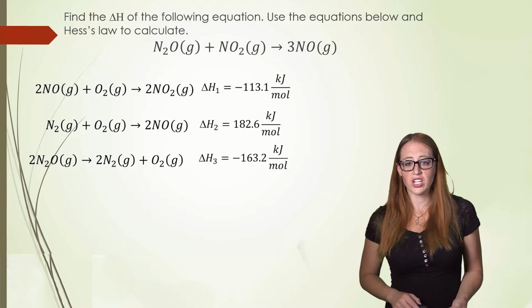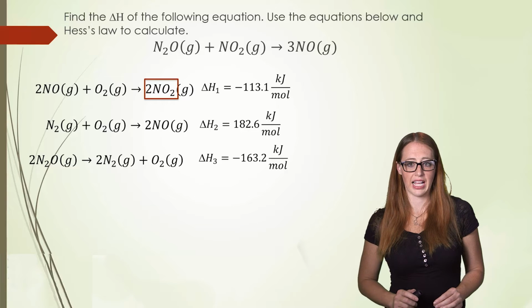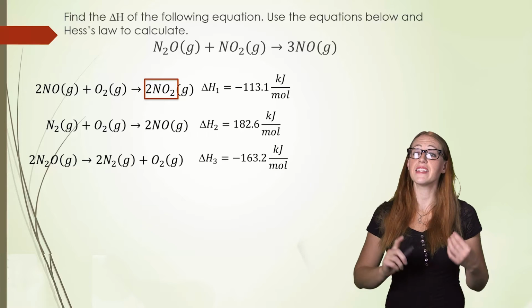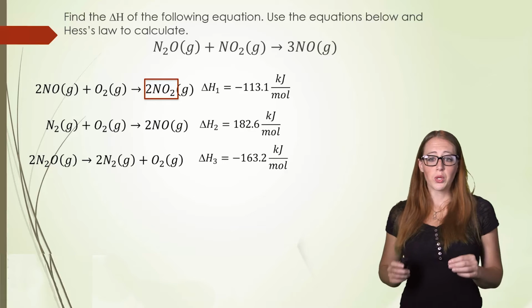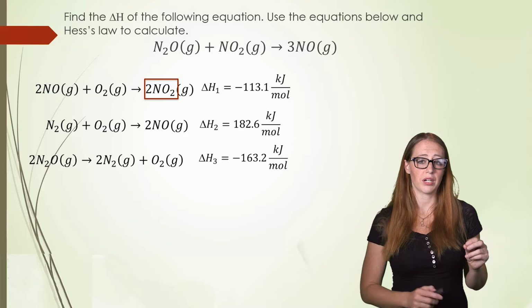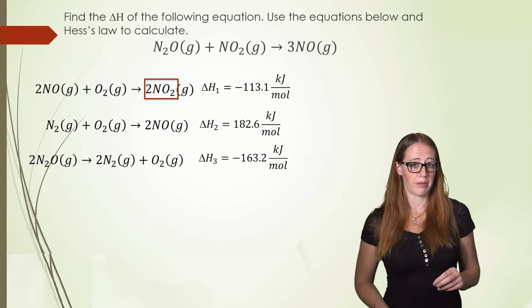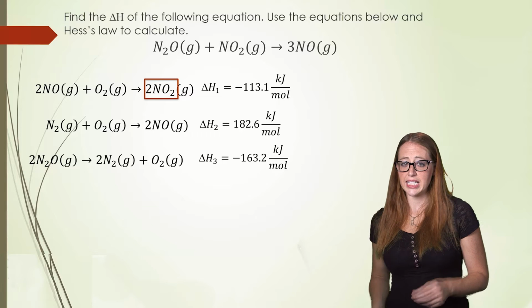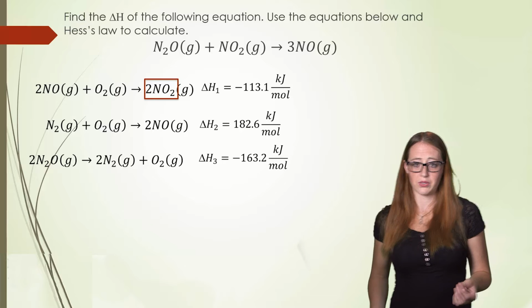Now, if we start with equation 1, we can see it is the only reaction that has an NO2 in it. This is a great place to start since there is only one of them. We're going to need it to be in the reactants, and we only want one, even though our reaction has 2. So we're going to reverse this equation and divide by 2. We're reversing it to get the NO2 on the reactant side. We're dividing it by 2 to make sure that there's only one of them.